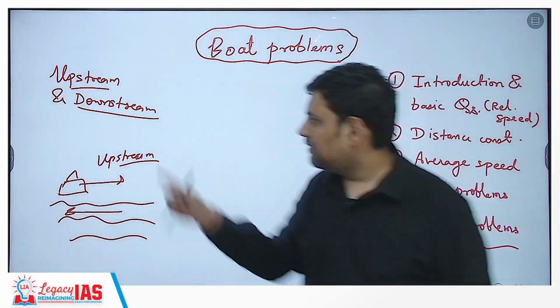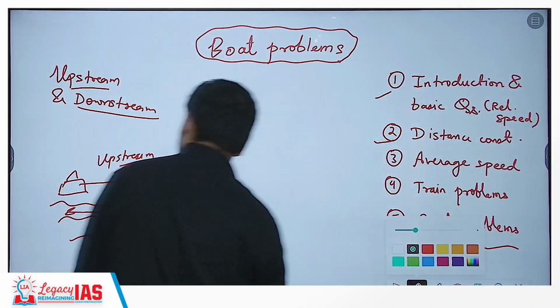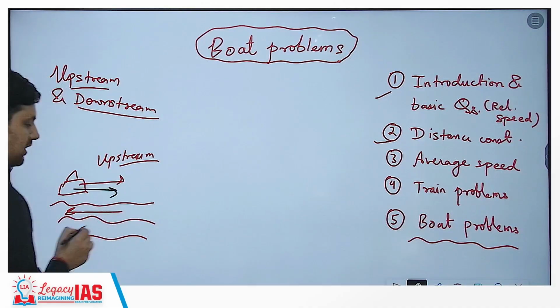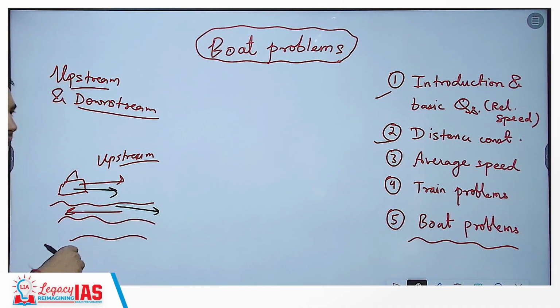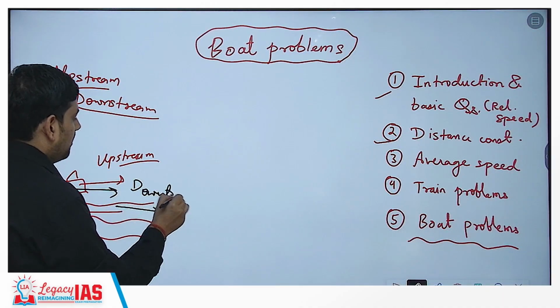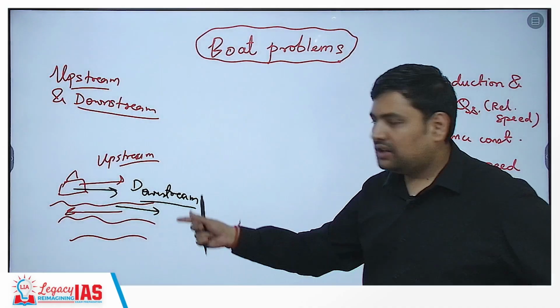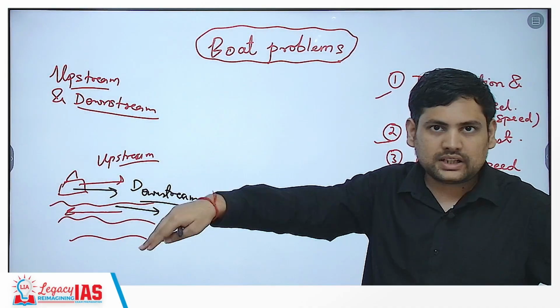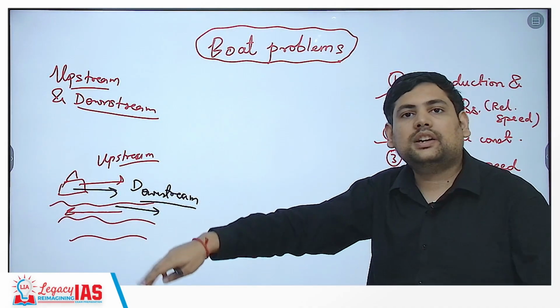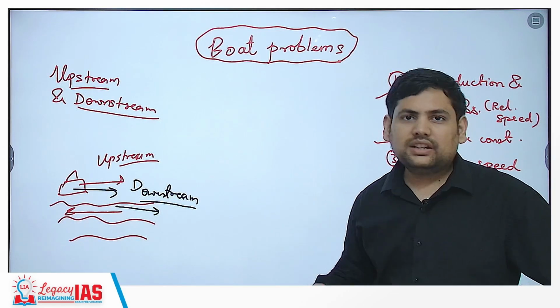The other one, downstream: in that, the boat is going in this direction and the river is also flowing in the same direction. That is called downstream. By general intuition you understand that when a boat is going downstream, the river is flowing in that direction and the boat is also going in that direction. It will be much easier for the boat to travel. It will cover distance faster.